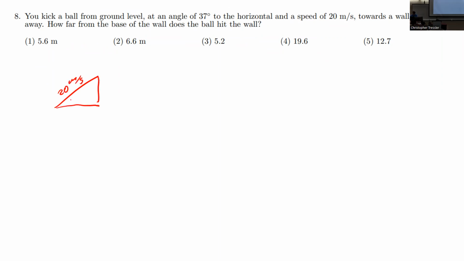And this is going to be a 37-degree angle. For every exam, every position, sure, yeah, why not? All right. So we got 20 meters per second.